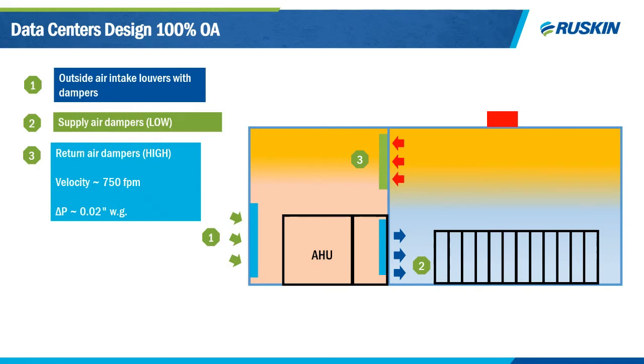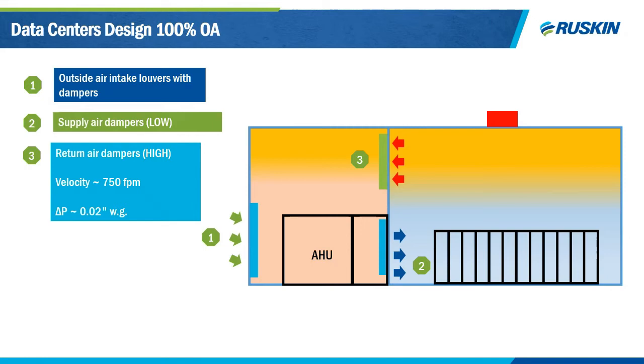Then that air is going to come back, warmer air. Now the return, the higher, the better. That air is going to stratify up and it's going to make it back to the air handling unit. And so we size that return maybe at about 750 feet per minute, maybe at about 0.02 pressure drop.